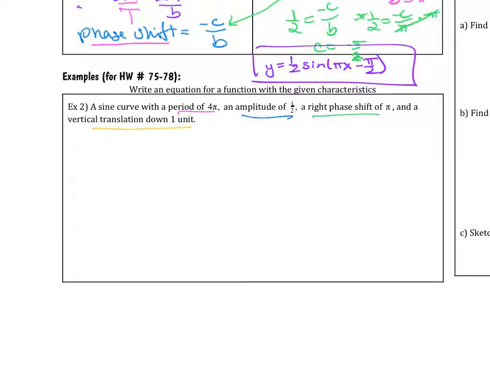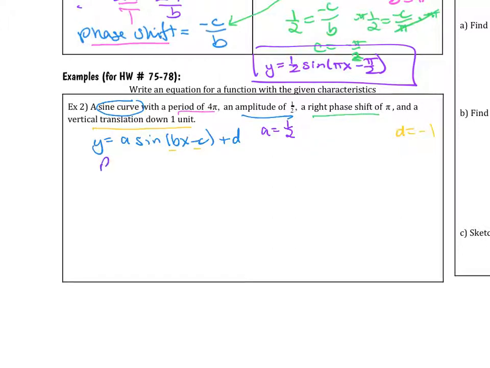So we are looking again at a sine curve. So let's say y equals a sine of bx minus c, and we'll put d at the end. So we're going to identify all of these things. So a, that's pretty fast, that's just a half. And then d, we know that's down 1 unit, that is going to be minus 1 at the end. So we have to figure out what b and c are.